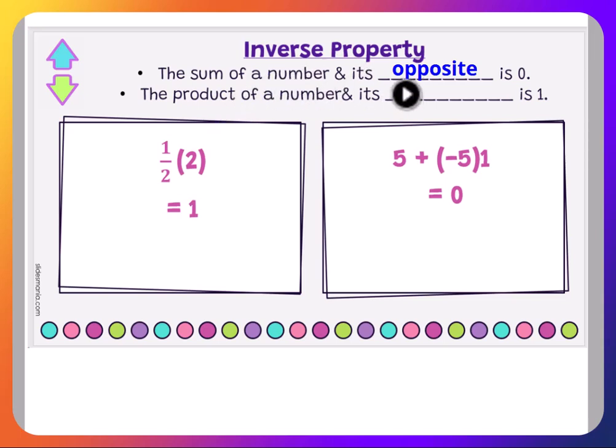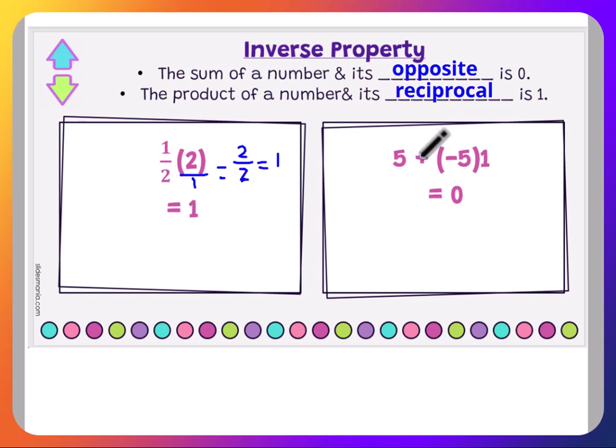The product of a number and its reciprocal is 1. We did this with our fraction division. So I have 1/2 times 2. Product means to multiply. Remember, to multiply with fractions, everything has to be in fraction form. So we turn the whole number into a fraction by putting it over 1. Multiply the numerators. 1 times 2 is 2. Multiply the denominators. 2 times 1 is 2. And that simplifies to 1 whole. That's the inverse property. Here, the reciprocal.